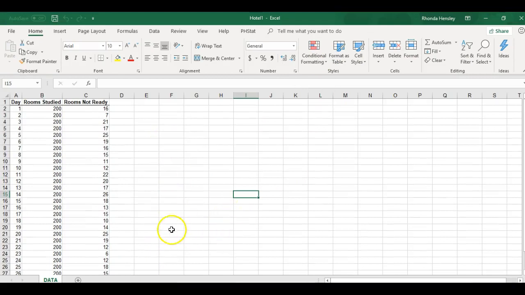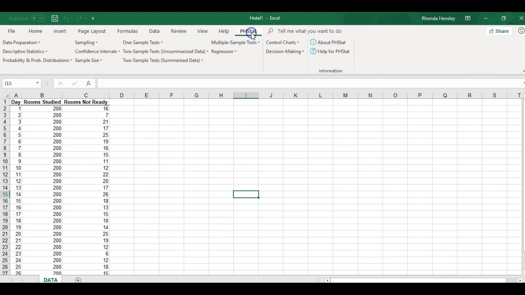Here's my file. You can see that this is a hotel, and what they've done is for 28 days, they have conducted this study where they looked at 200 of their rooms, and they have counted the number of rooms that are not ready by some certain time during the day. All of you have probably gone to a hotel and they've said, oh, the rooms are not ready yet. Well, this is, how many have violated this? So anyway, to do this in PHStat is so easy.